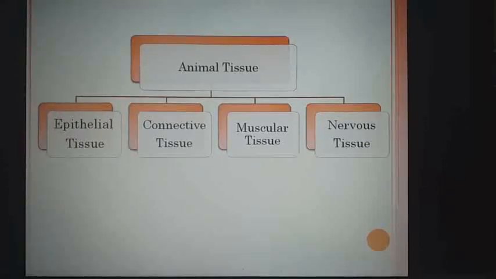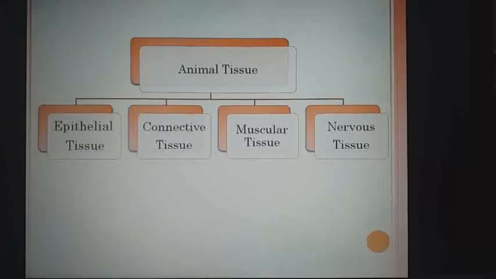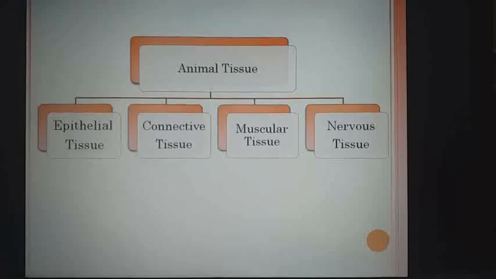So today we will do the revision of the epithelial tissue, because this topic is very new for you. So I think it should be revised again and again. I suggest that you revise it at least once at home also.